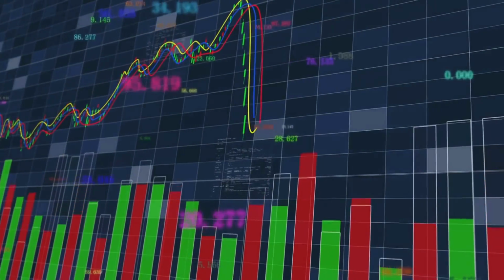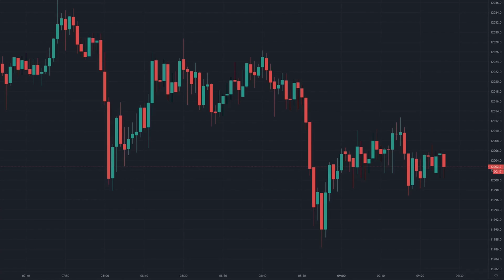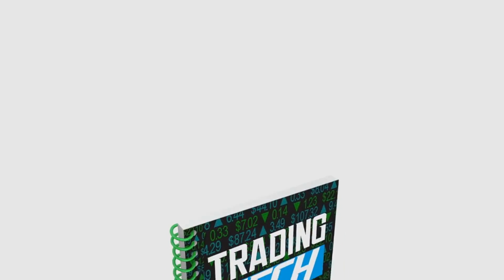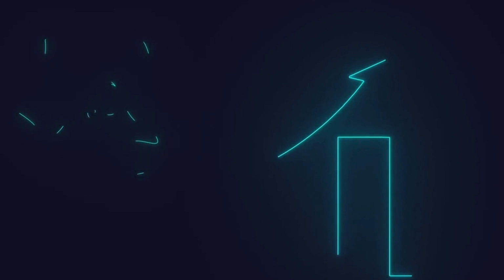This suggests a weakening of bullish momentum and a potential shift in sentiment towards the downside. Conversely, a double bottom pattern, a bullish signal, occurs when the price drops to a support level twice, but rebounds on both occasions. This indicates strong buying pressure at that level and suggests a potential upward trend reversal.